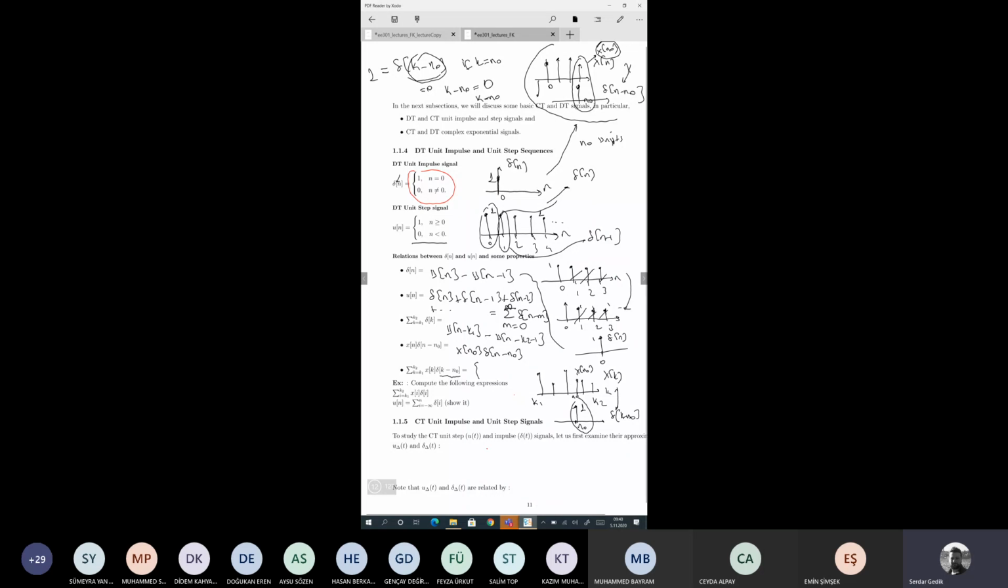So I multiply them and sum. This is multiplied with 0, this is multiplied with 0. All of the other terms are multiplied with 0, but I only have this term in the middle, right? So x of n0 times impulse of k minus n0 and sum is simply x of n0 if I have k1 smaller than or equal to n0 smaller than or equal to k2, and it is 0 otherwise. Okay, so that's very easy.